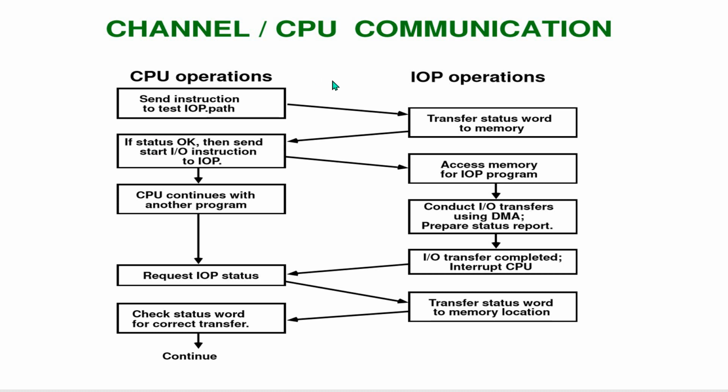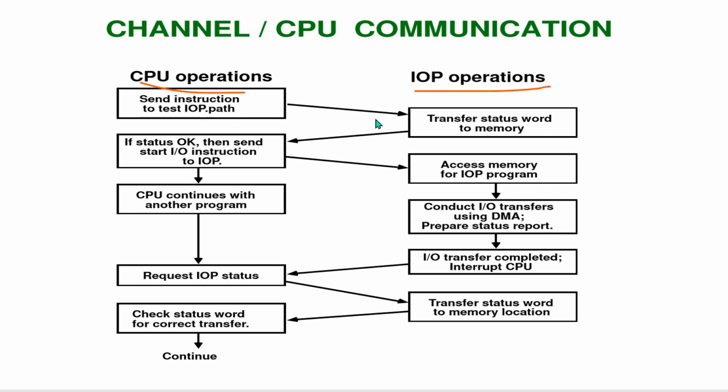Coming to the CPU and IOP communications. In this CPU and IOP communication, how the CPU issues a command to the IOP, that means the input output processor, and how the input output processor responds to that particular command. So here, first case, CPU operations and IOP operations.